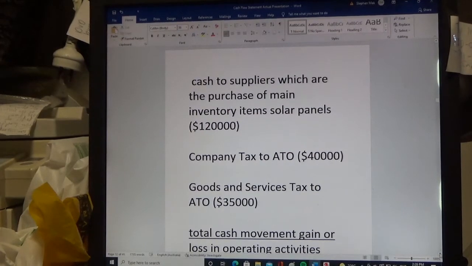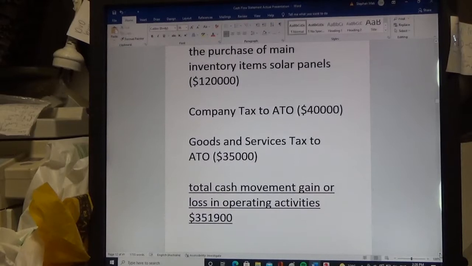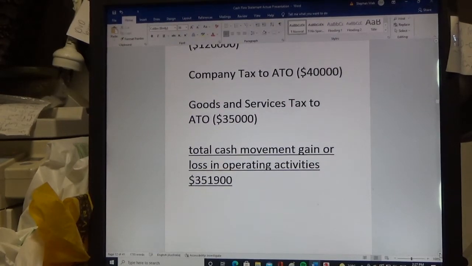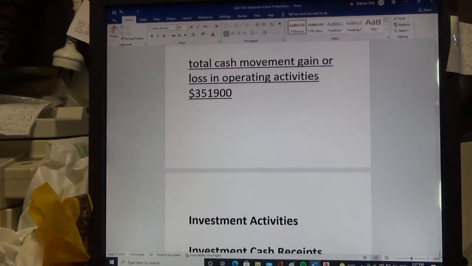Cash to suppliers, which are the purchase of main inventory items of solar panels, paying out cash to get more inventory, negative cash flow. Company tax to the Australian Tax Office, the ATO, at the end of the year. Also the goods and services tax, which is an indirect tax. So company tax is a direct tax, another negative cash flow. They say the only certainties are death and taxes, I think I've heard. So then you get a figure for total cash movement, a gain or loss in operating activities.